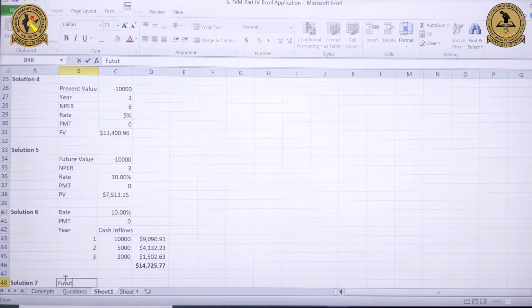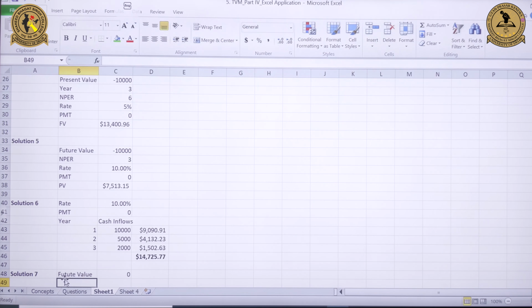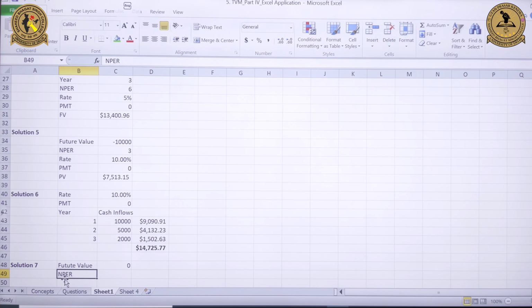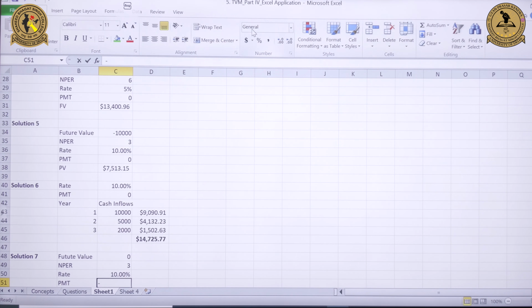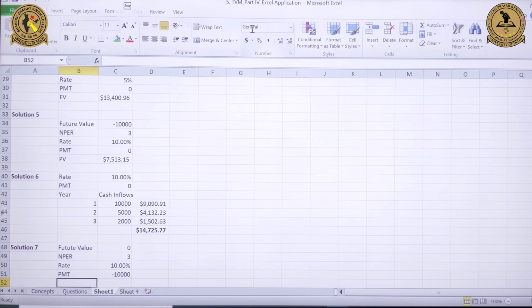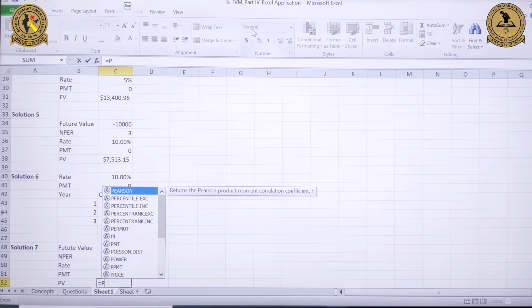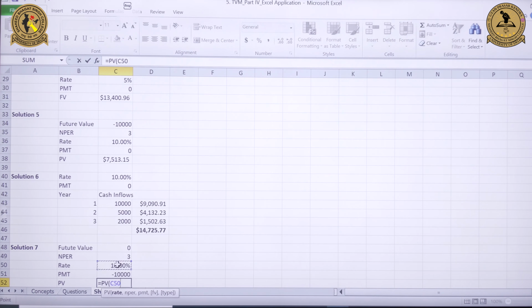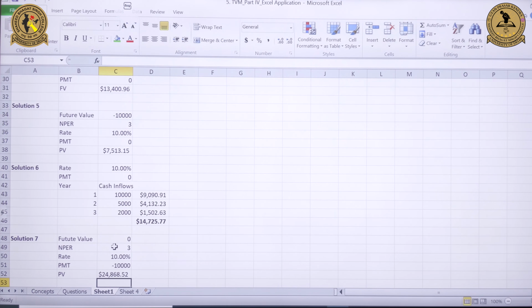Now future value in this case is 0. NPER is 3 years. Rate is 10%. PMT is minus 10,000. Present value equals to PV. Double click on it, select the rate column, comma, then NPER, again comma, PMT, future value, and 0. So your answer comes out to be 24,868 rupees 0.52 paisa. We are assuming that it is being made at the end of the period.